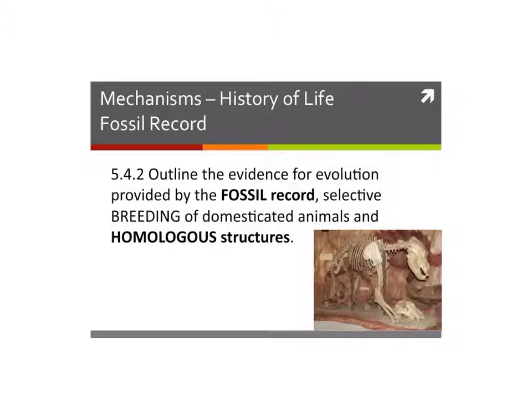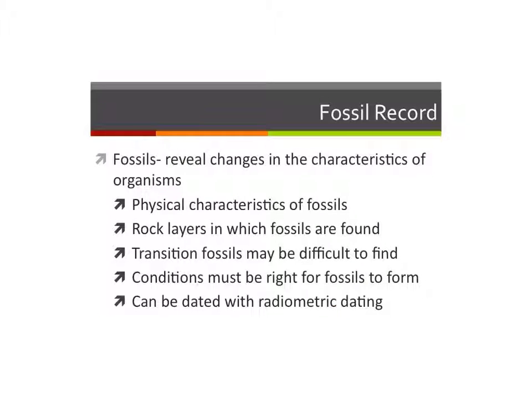In this lesson, we'll outline the evidence for evolution provided by the fossil record, selective breeding, and homologous structures. We can tell all sorts of cool things from fossils. Fossils reveal changes in characteristics of organisms. By examining the physical characteristics of fossils, we can determine who's related to whom. By examining the rock layers in which the fossils are found, we can determine which fossils came first.